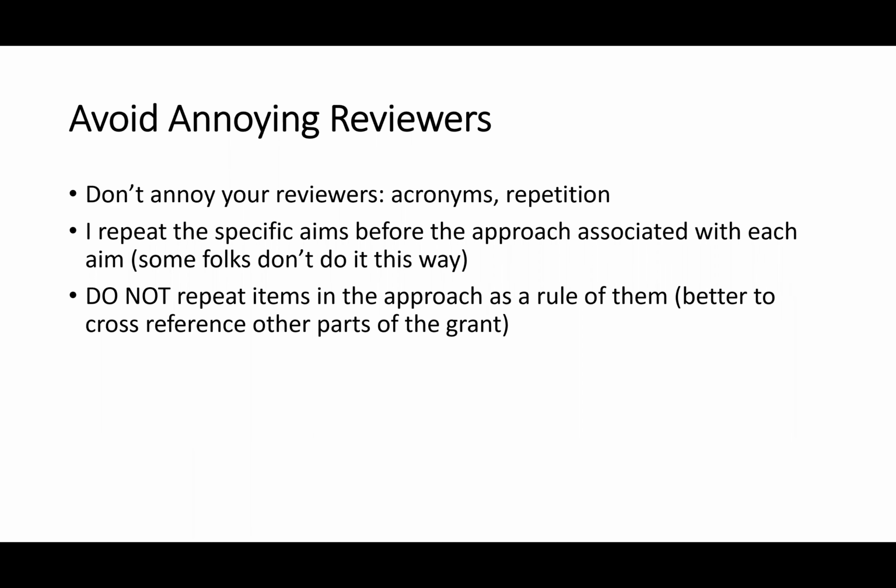And so if 10 or 20% of your reviewers won't know the acronym beforehand and probably won't learn it for the paper, then I would suggest writing it out. And then repetition, we talked about before. It's good to repeat the specific aims before the approach section that's associated with each aim, but don't repeat items in the approach as a rule of thumb. The other thing that you can do is to cross-reference other parts of the grant.